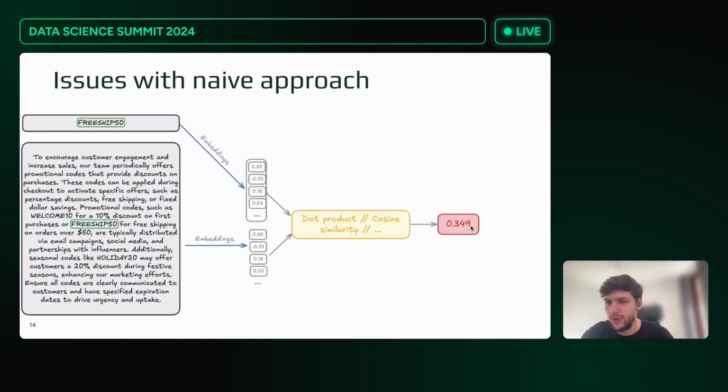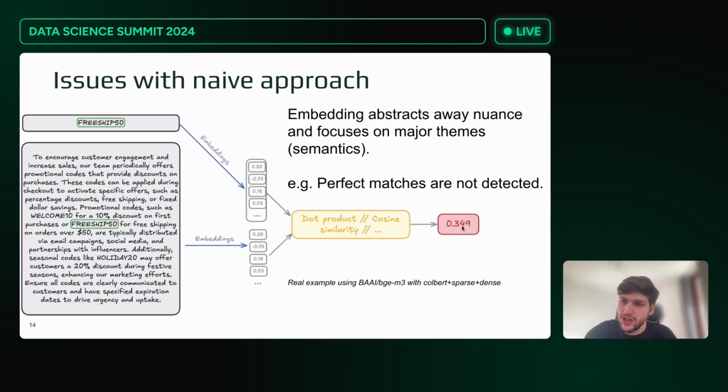Or 34.9%, right? And I actually ran this through BGE M3, which is a very modern, I don't know if it's state of the art, but it's a very capable semantic similarity approach. And the main reason this doesn't work that well is that when we produce these embeddings, we abstract away all of the nuance, right? We need to fit this whole piece of content here that talks about plenty of other codes, right? Like welcome 10.